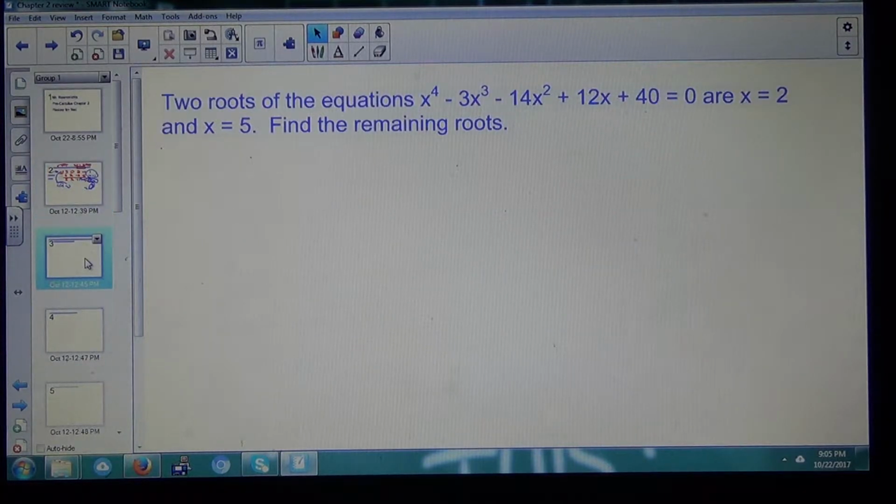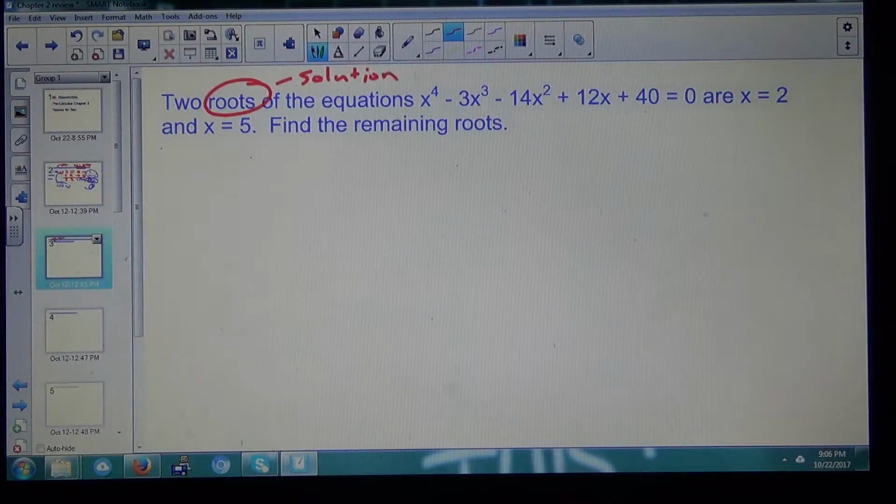Alright, next question. Two roots of the equation x to the fourth minus 3x cubed minus 14x squared plus 12x plus 40 equals 0. They gave me two roots. Another name for roots is solution or zeros. So this is an answer, and this is an answer, and it says find the remaining answers, or the remaining roots. How do we do that?